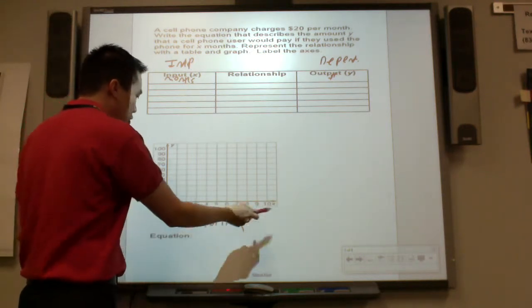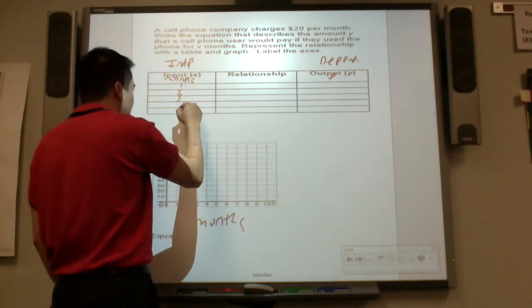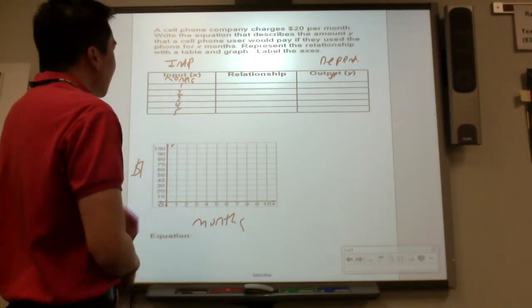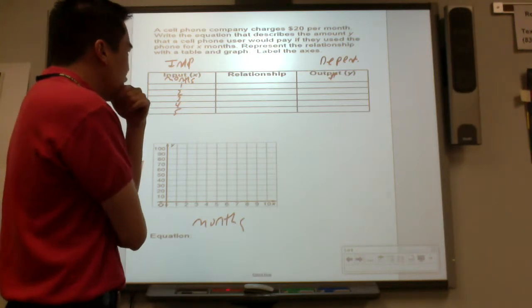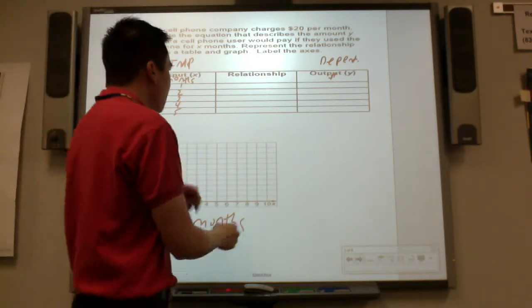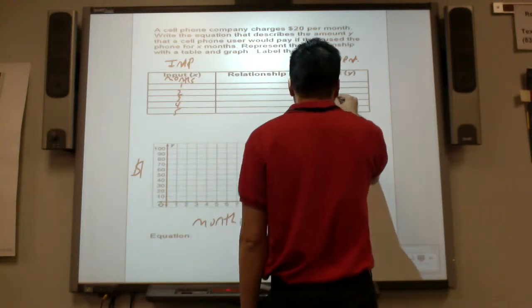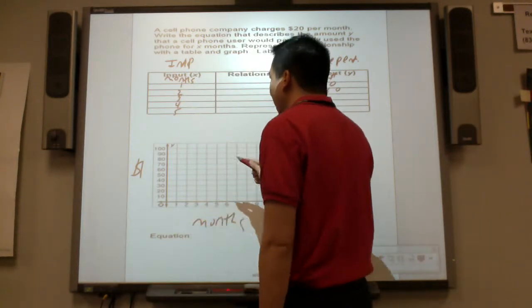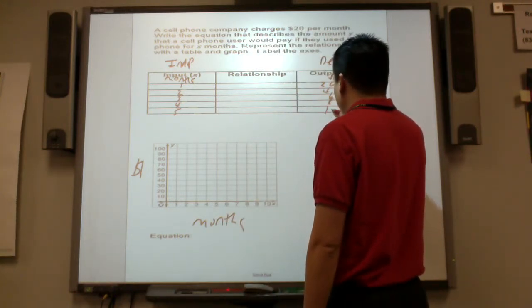let's look at this. It goes positive, so let's just use the first 5 numbers. 1, 2, 3, 4, 5. Let's see. It charges $20 per month. So in the first month, it will be $20. In the second month, it will be $40. It's $20 per month. Third one will be $60. Fourth month will be $80. Fifth month will be $100.